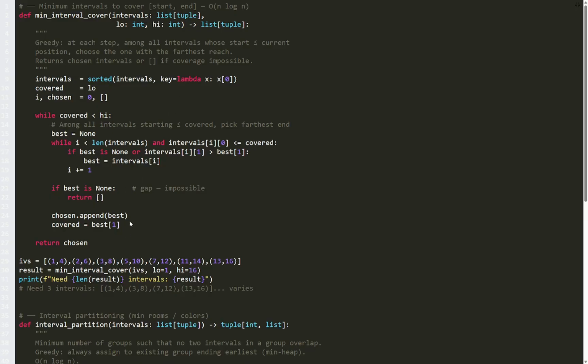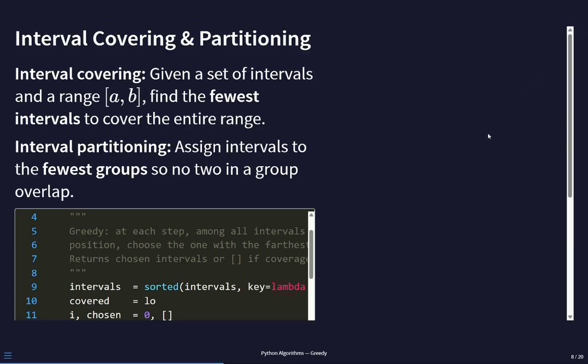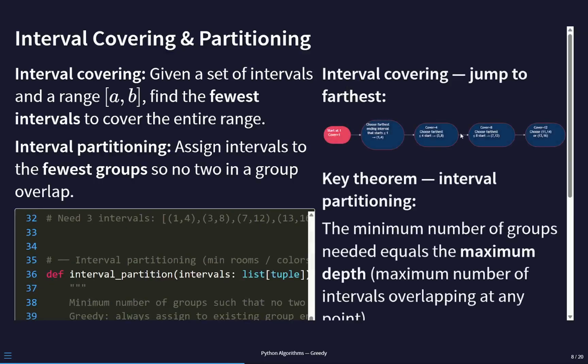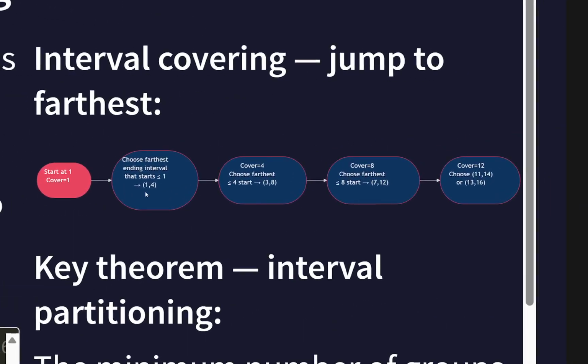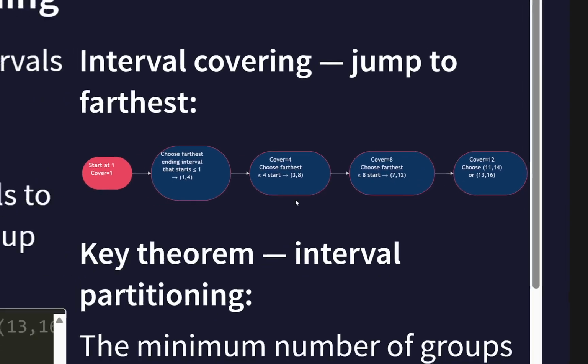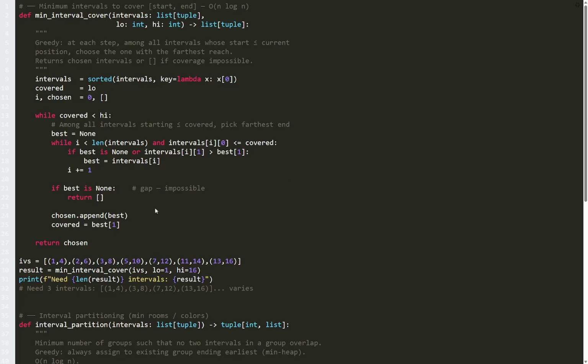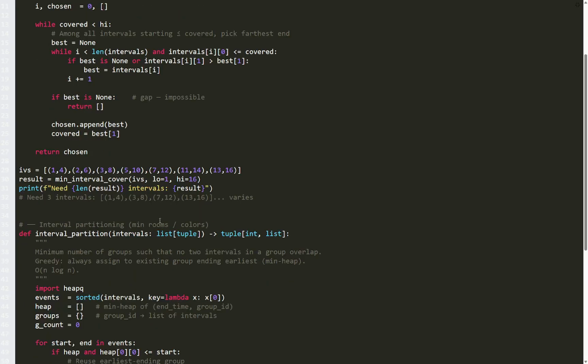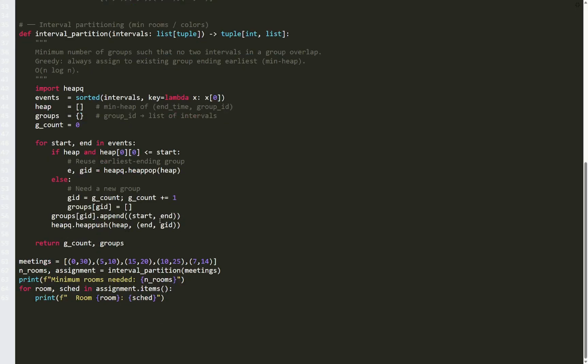The diagram traces the algorithm. Start at position 1. All intervals are sorted by start point. Scan forward, taking the farthest reaching interval that starts at or before position 1. That's (1, 4). Jump to 4. Now, pick the farthest reaching interval starting at or before 4. That's (3, 8). Jump to 8. Pick the farthest starting at or before 8: (7, 12). Jump to 12. Continue until the entire range is covered. If at any step no interval starts at or before the current position, there's a gap. Coverage is impossible.